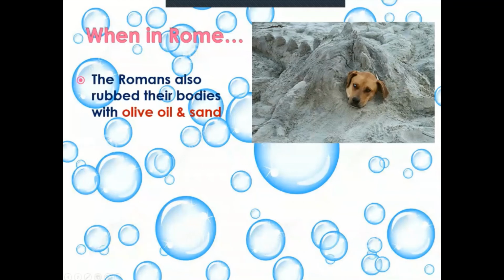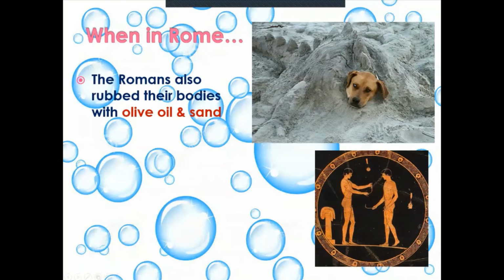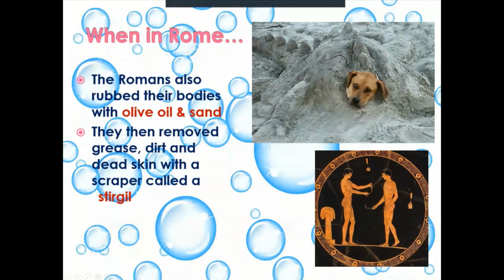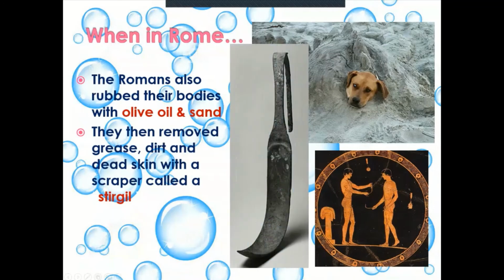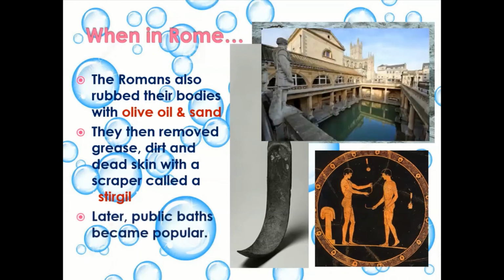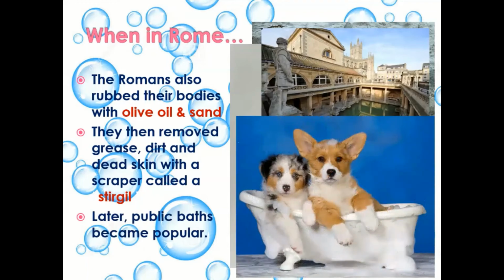So when in Rome, the Romans also rubbed their bodies with olive oil and sand, and then they used this thing, which I think I have another picture. They used something called a strigil, which, there we go. That is a picture of a strigil relic. And they actually scraped the dead skin off. Rather than taking a bath, they covered themselves in olive oil and sand and then scraped the dead skin off. And then there was the public bathing. That was all throughout Greece and the Roman Empire.